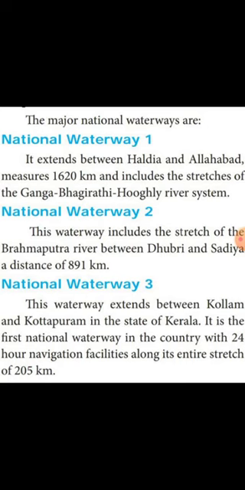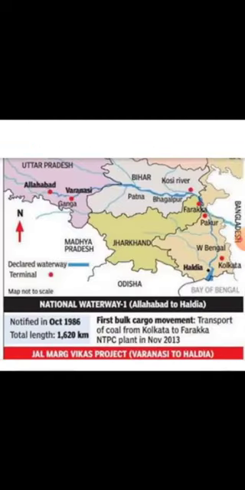Can you understand, students? I will repeat. The major national waterways are National Waterway 1, National Waterway 2, National Waterway 3. The first one is National Waterway 1. All of you see the map now. National Waterway 1 extends between Haldia and Allahabad. Did you see this map, students?